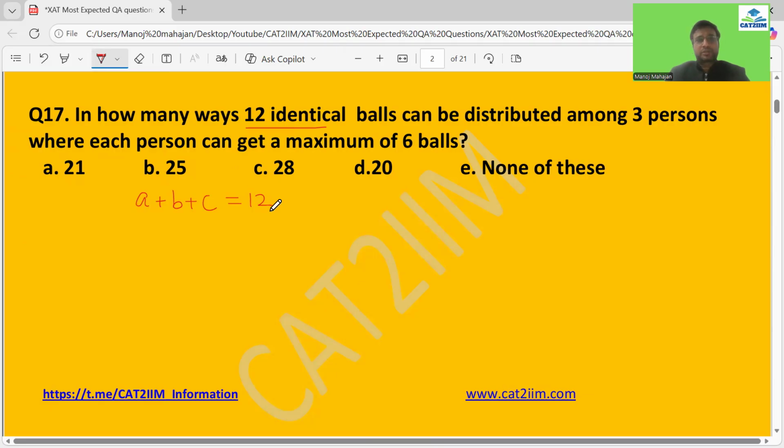Now there is a restriction that each person can get a maximum of 6 balls. So this is the range you have. A could be anything from 0 to 6, B could be anything from 0 to 6, and C could also be anything from 0 to 6. Now you know this result with the partition method, n plus r minus 1, c r minus 1, the whole number solution. But in that case, there is no limit on the values of A, B, C.